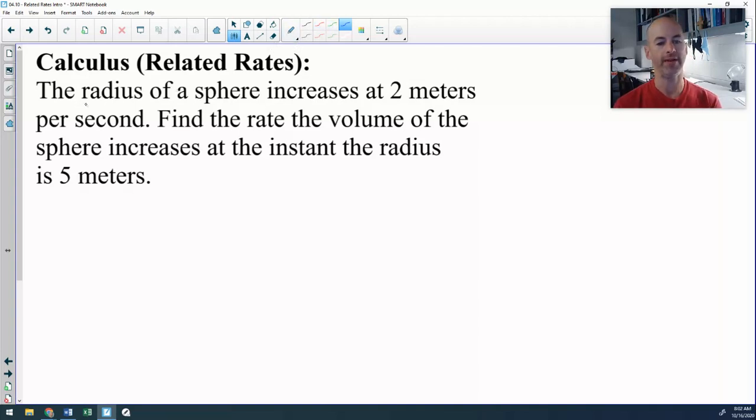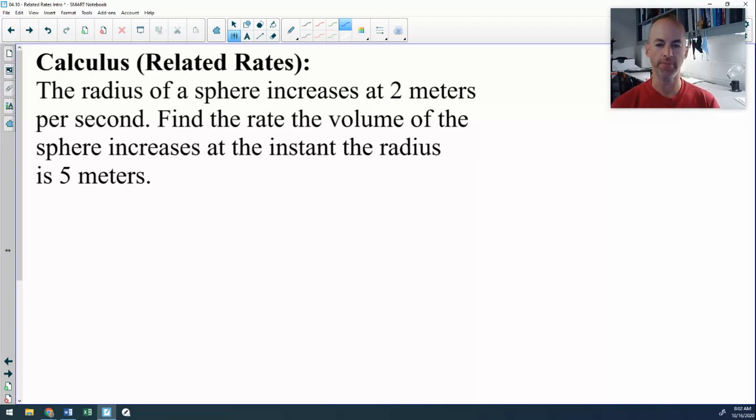And so here we have a sphere. And this time the radius is increasing. So our sphere is blowing up. Think of it like an expanding balloon. But we have a radius that is increasing at 2 meters per second. And it wants you to find the rate the volume changes at the instant the radius is 5.